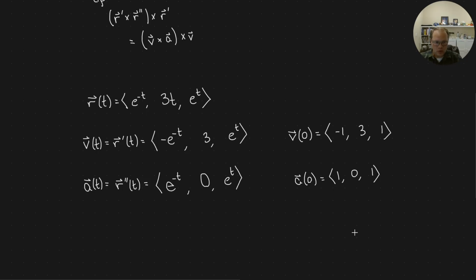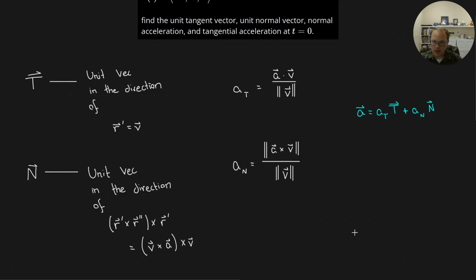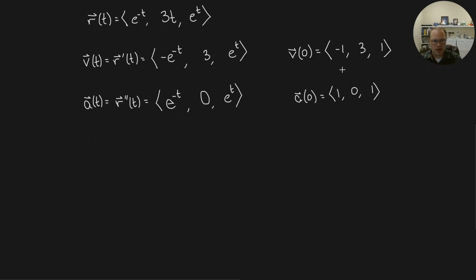Okay? So those are the two vectors I'm going to use to calculate these scalars. Let's start with the unit tangent vector. I want a unit vector in the direction of the velocity vector, but it needs to be a unit vector. I've got my velocity vector here. So my unit tangent vector, evaluated at 0, is just my velocity vector at 0, and I need to normalize it.